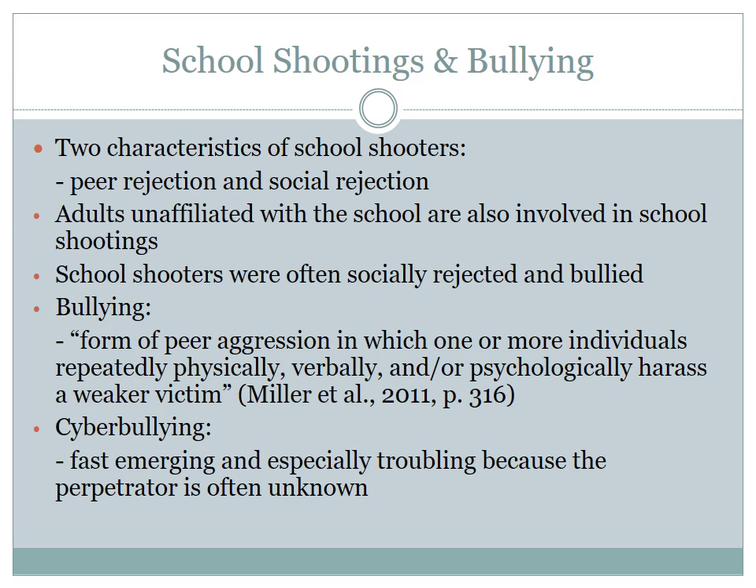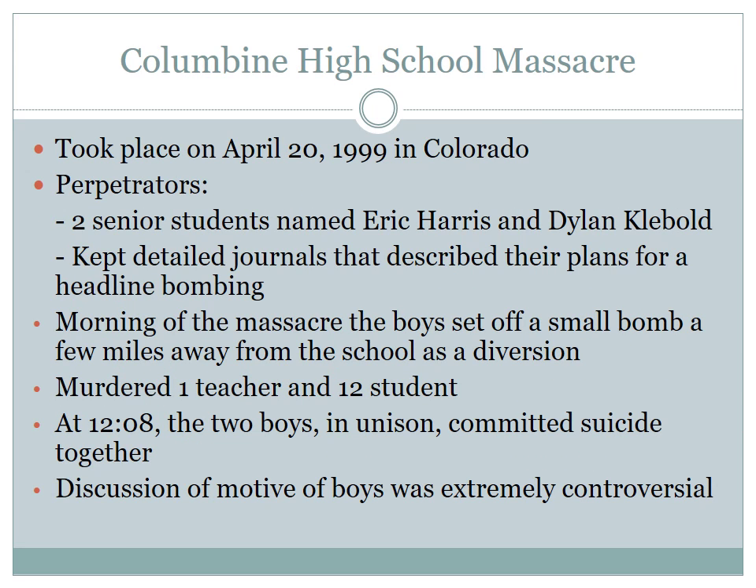Again, school shooters were often socially rejected and bullied. An example of this was, as stated earlier, the Columbine High School massacre. This took place on April 20th, 1999 in Colorado. The perpetrators were two senior students named Eric Harris and Dylan Klebold.